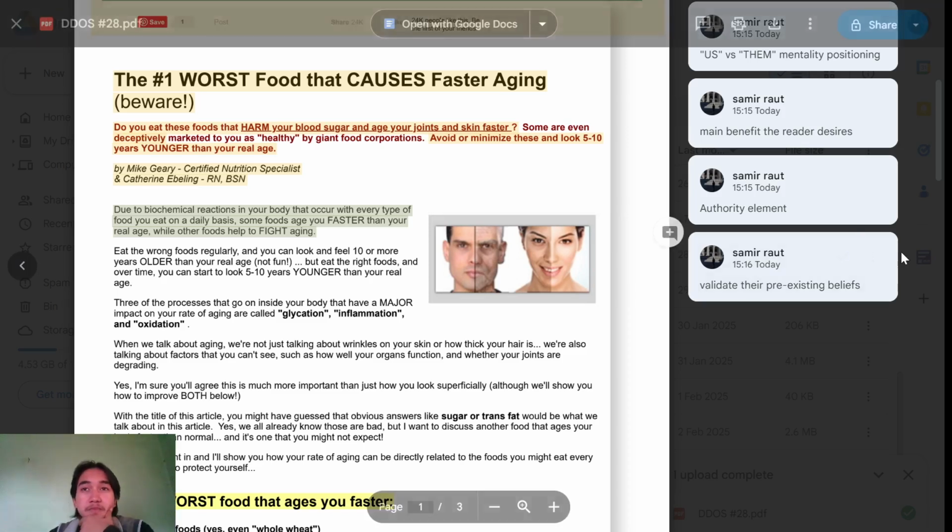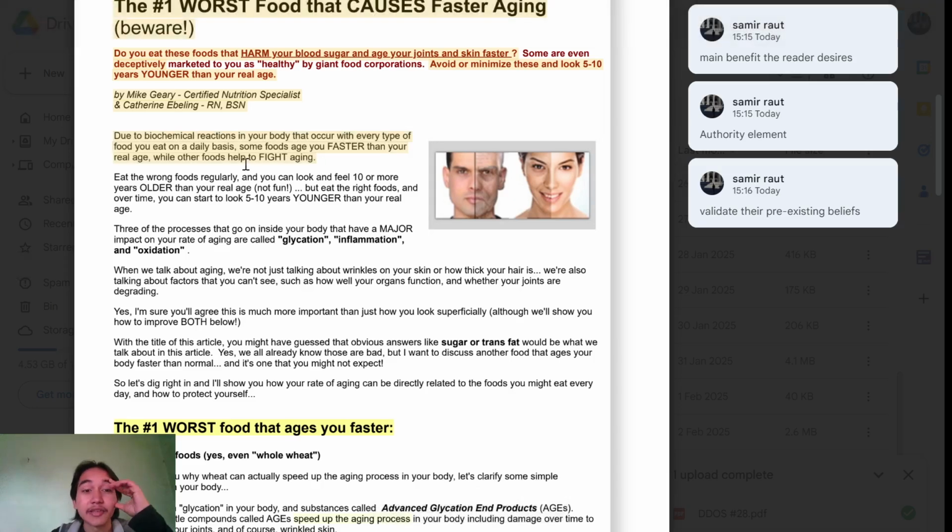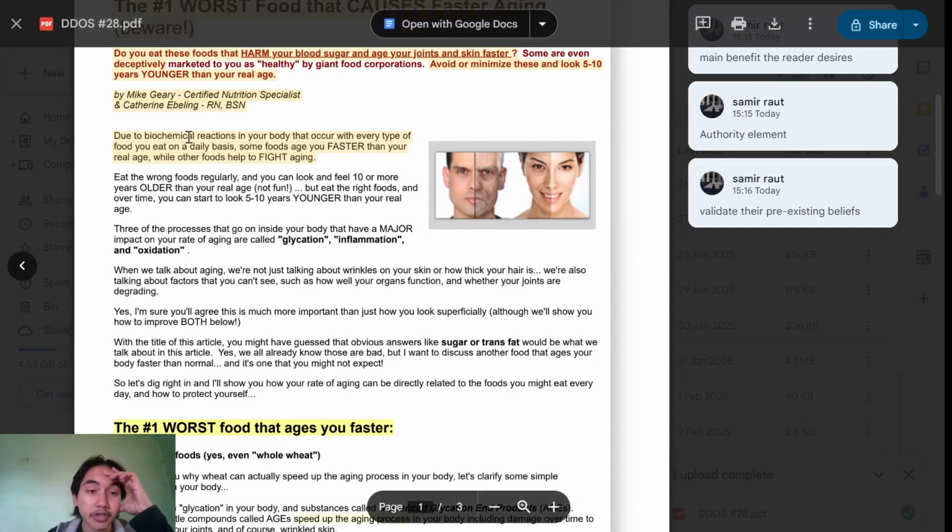What I mean by that is, they are saying yes, yes, yes, I know that biochemical reactions happen in my body, and I knew that some foods would age me faster and others would help me age slower. I knew. So they're in a positive frame, is what I mean to say. I hope I got my point across.